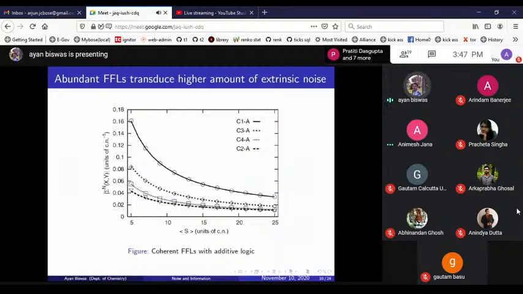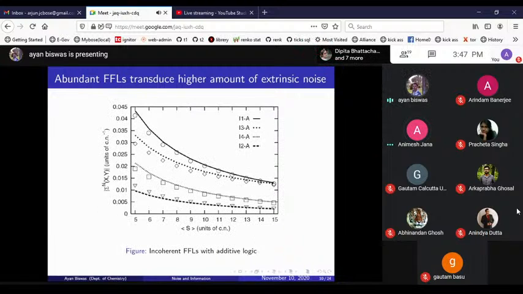Now, here is the result. With respect to the population of S, you consider the extrinsic noise for coherent types 1 to 4. The abundant one, coherent type 1, gives you the highest amount of extrinsic noise. Everything falls flat beyond that. Now, this is for OR gate. For AND gate, again, and now this is for incoherent feed-forward loops, OR gate. Again, the abundant module gives you the highest amount of extrinsic noise, and everything is lower than that. So we conclude abundant FFLs transduce a higher amount of extrinsic noise.